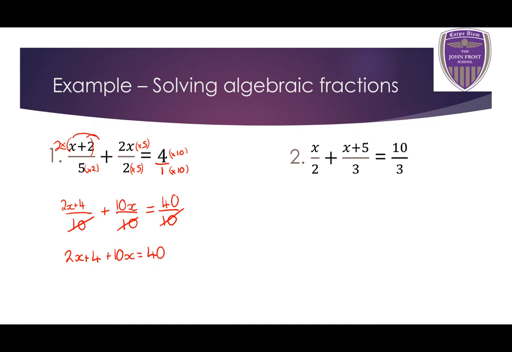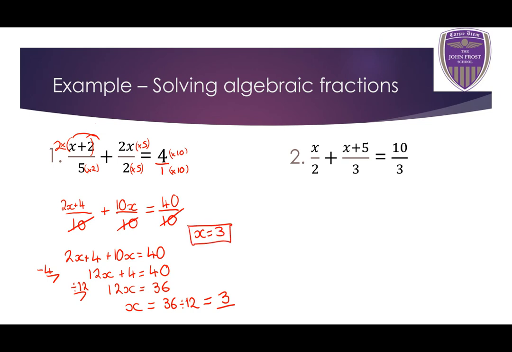Then all we have to do now is just collect the x terms and rearrange the equation. So 2x plus 10x is equal to 12x. 12x plus 4 equals 40. I'm going to take away 4 from both sides, so that leaves me with 12x equals 36. I then divide both sides by 12 to get the x on its own. x equals 36 divided by 12, which is equal to 3. So in this case, x is equal to 3.